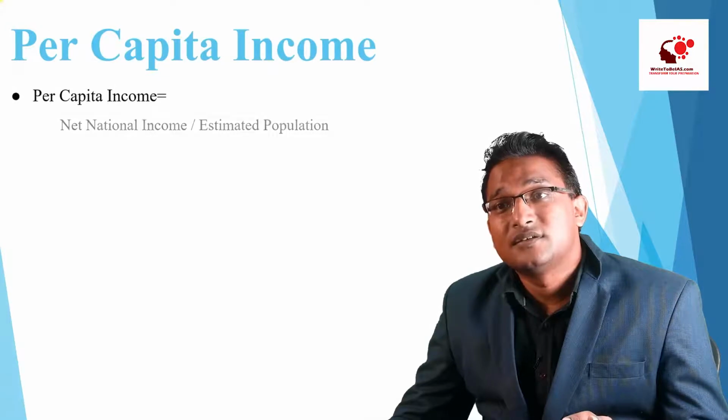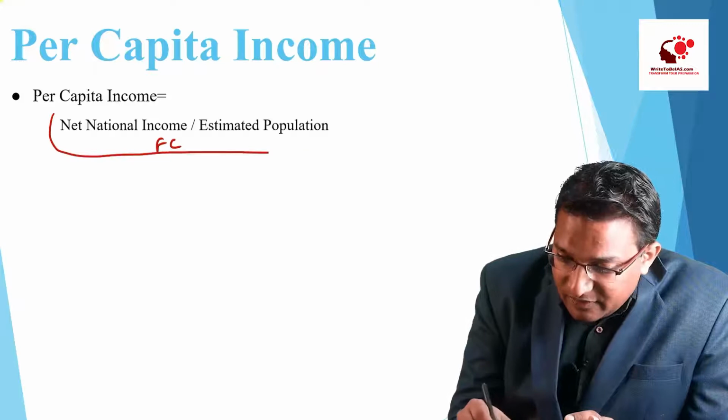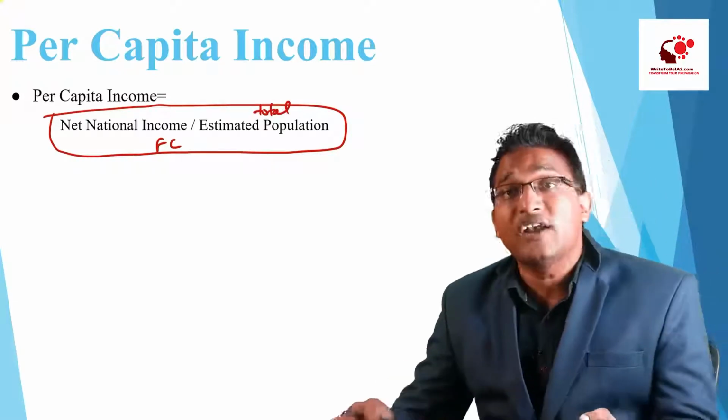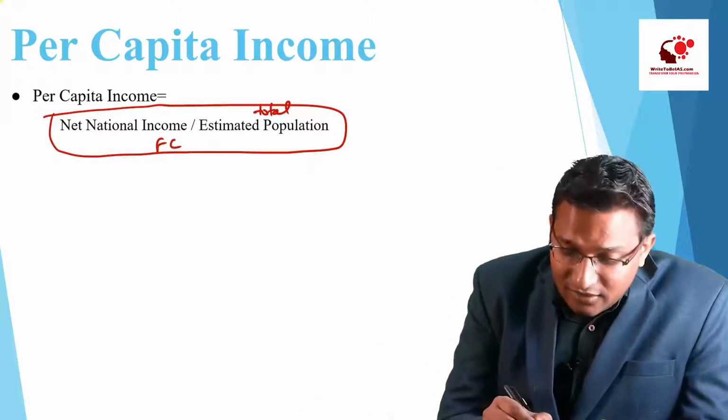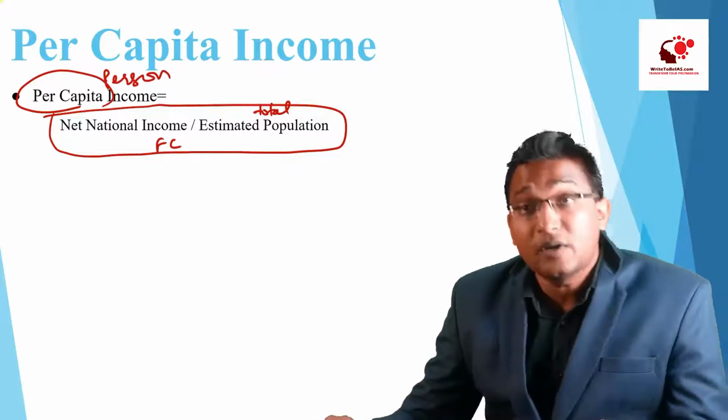Per capita income is net national income at factor cost divided by the estimated population, and this is basically the estimated total population of the country. That is how we get the per capita, or per person.